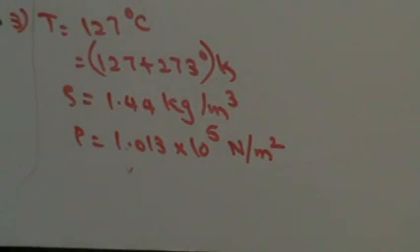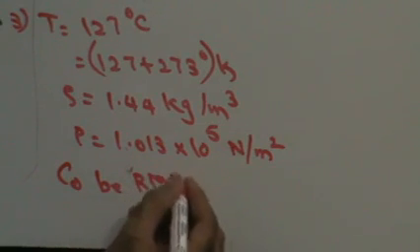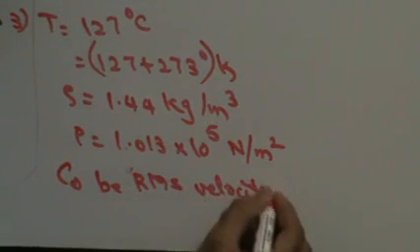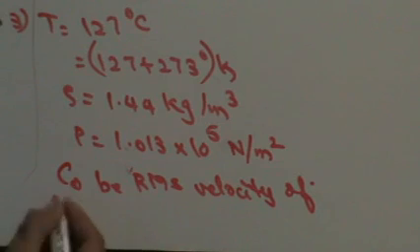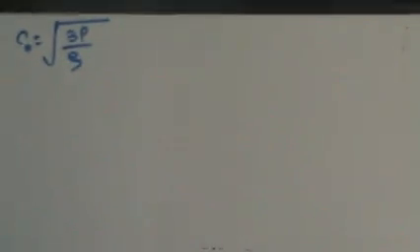Now first of all, let C0 be the RMS velocity of oxygen at NTP. The RMS velocity at NTP is given by the formula C0 equal to square root of 3p by rho. P is given to me, rho is given to me.